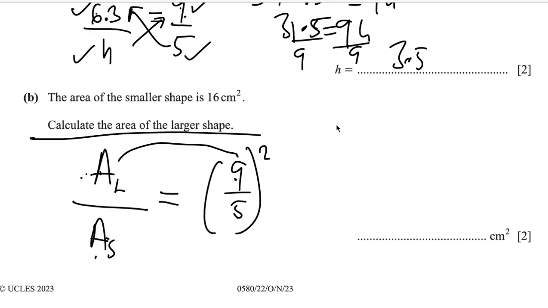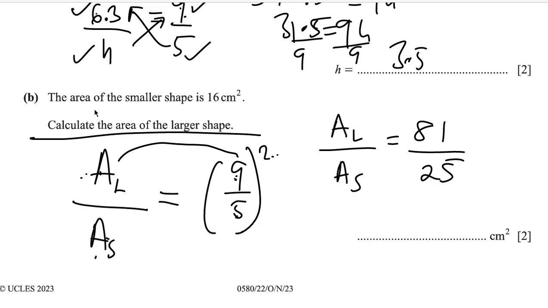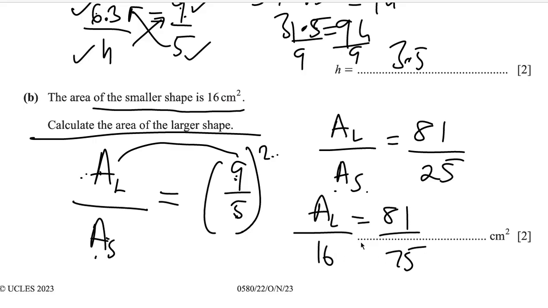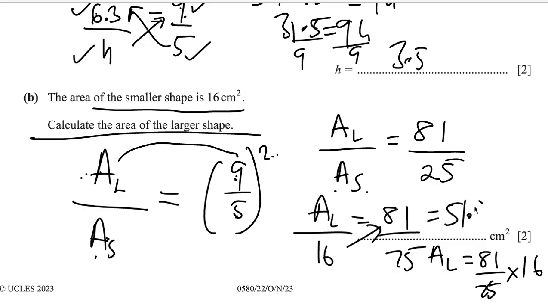Do you get that? So AL over AS will be equal to 9 squared, which is 81, over 5 squared, which is 25. We've been given that the area of the smaller shape is 16, so AS is 16. So AL over 16 is equal to 81 over 25. Then we multiply through by 16, so AL is equal to 81 over 25 multiplied by 16. Simplifying, 81 divided by 25 times 16 is equal to 51.84.